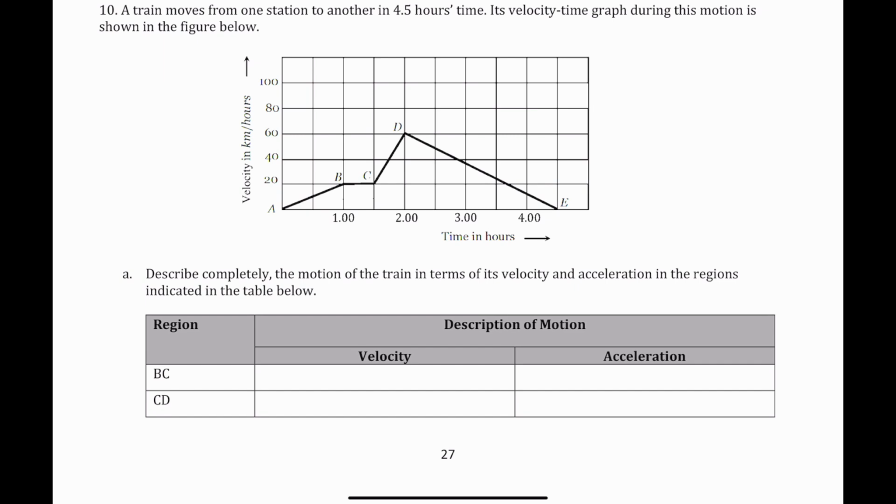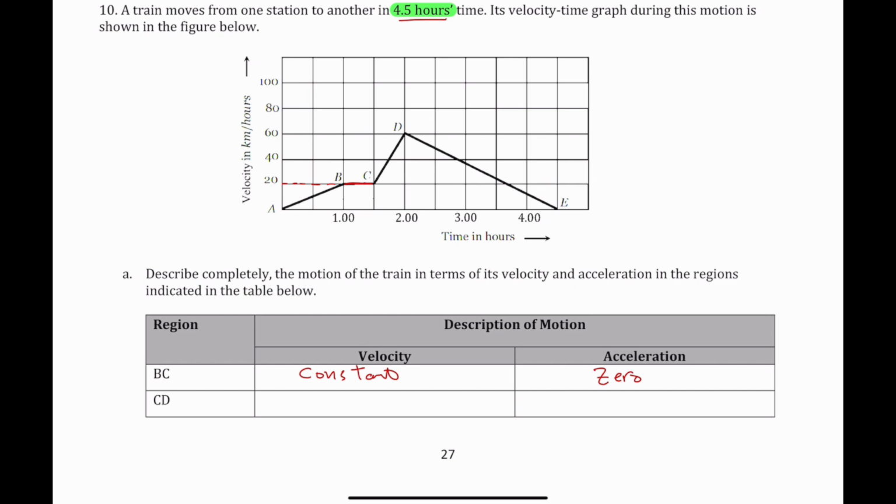10. A train moves from one station to another in 4.5 hours. Its velocity time graph during this motion is shown in the figure below. Describe completely the motion of the train in terms of its velocity and acceleration in the regions indicated in the table below. So for BC, the object is moving with a constant velocity, so the acceleration is 0. So here the velocity is constant, and the acceleration is 0.